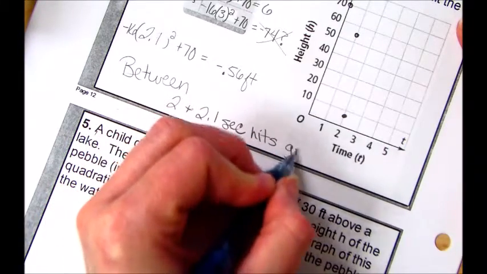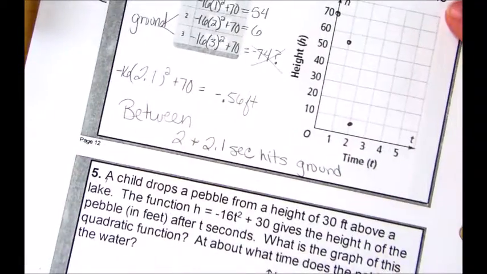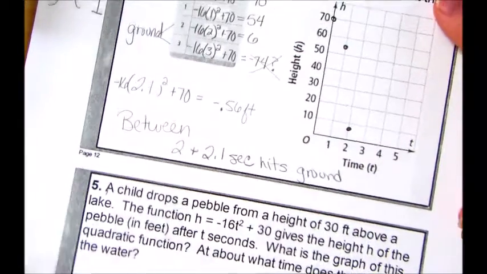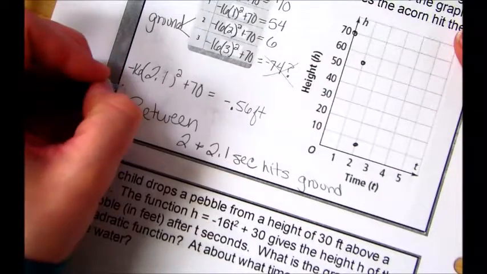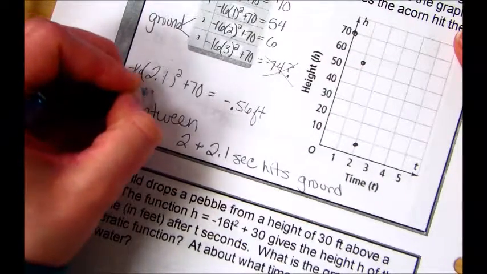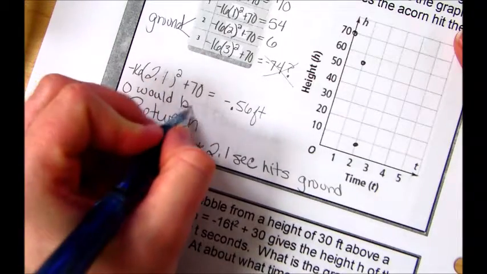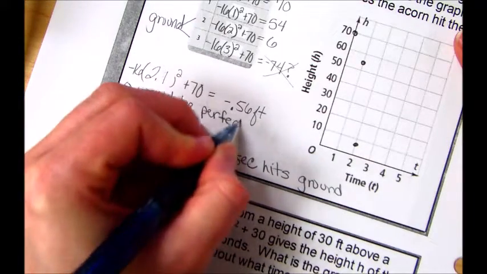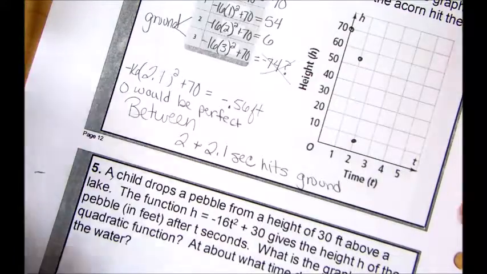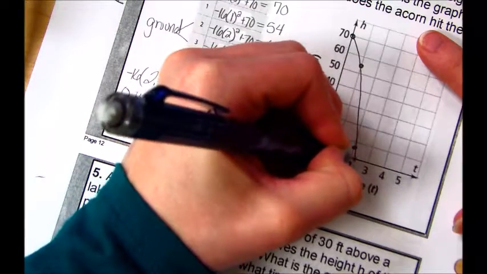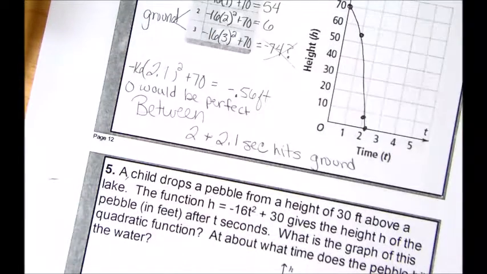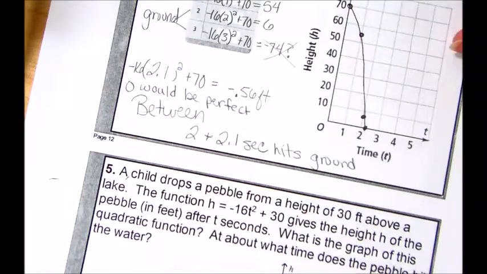Now, you might be like, well, what would be perfect? If you could get 0. If you can get 0, I mean, that would be exactly when it hits the ground. Where can we write that? When it hits 0, that would be perfect because the ground is 0 feet tall. But you can see somewhere between 2 and 3 and super duper close to 2, it's going to hit the ground.